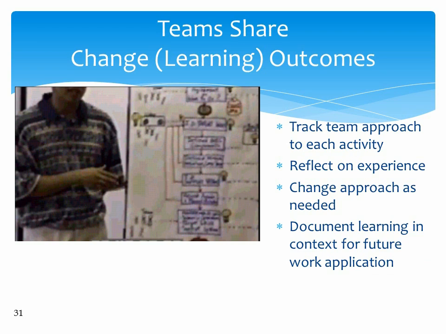As part of the process, teams share their change or learning outcomes. They track the team approach to each activity, reflect on their experience, change their approach as needed, and document their learning in the context for future work application. What did we do here? What does that mean we need to do the next time we work as a team on the job?